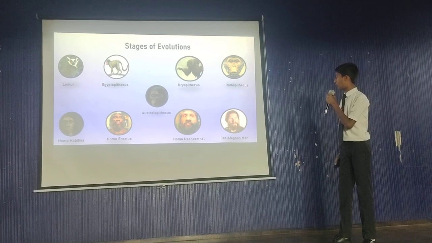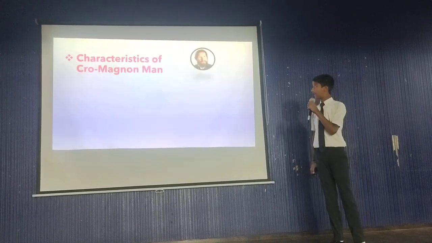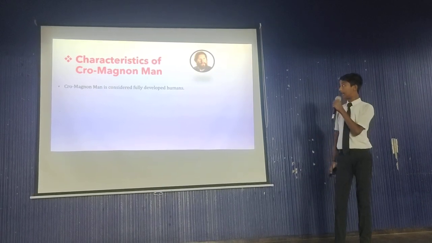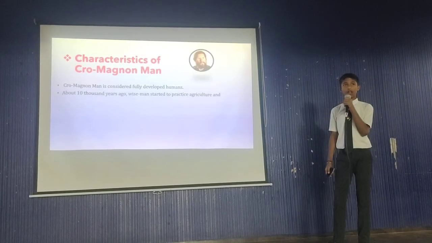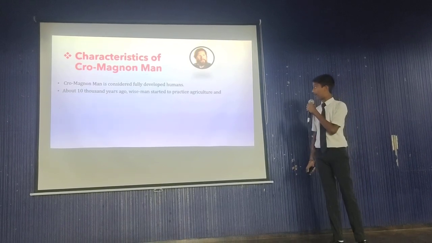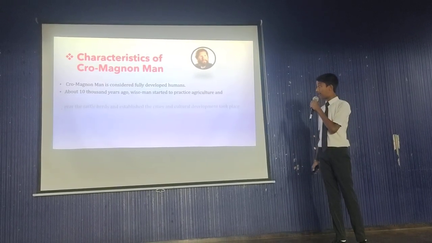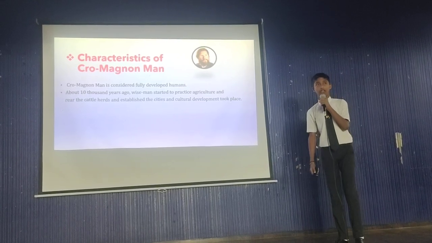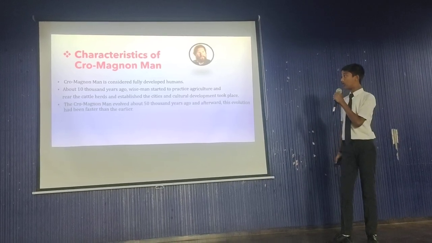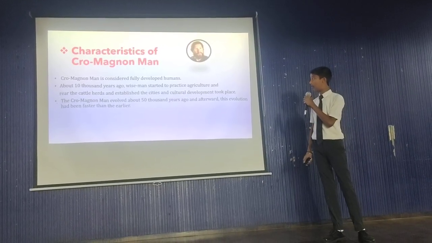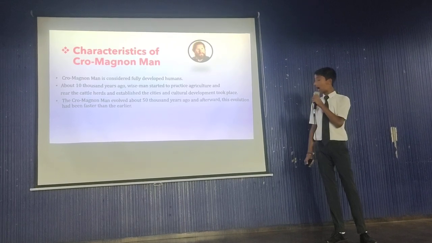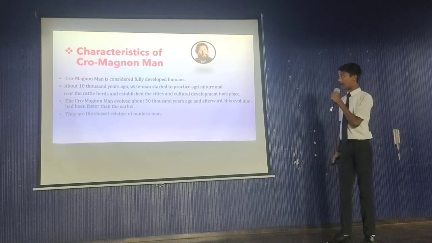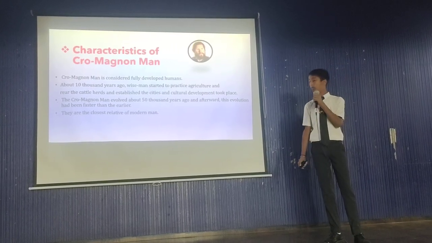The next stage of evolution is Cro-Magnon man. Characteristics of Cro-Magnon man. Cro-Magnon man is considered a fully developed human. About 10,000 years ago, wise man started to practice agriculture, rear cattle herds and establish cities, and cultural development took place. The true Cro-Magnon man evolved about 50,000 years ago, and afterwards, evolution had been faster than earlier. They are the closest relative to modern man.